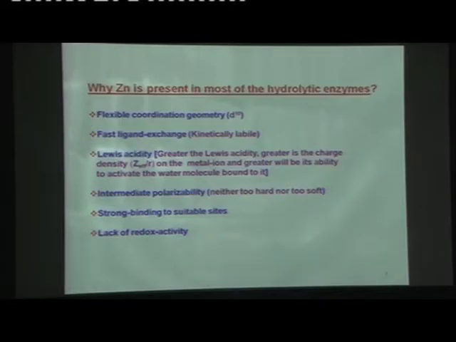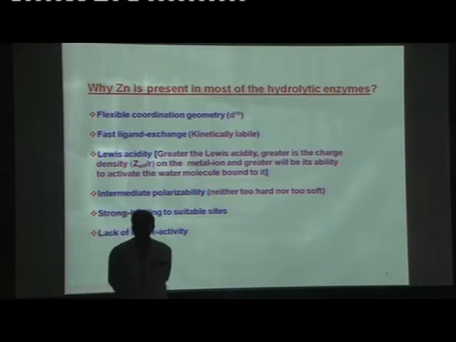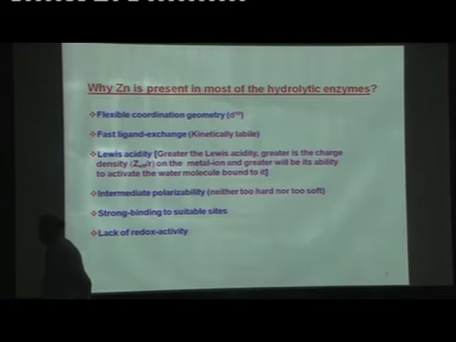Now you will find there are roughly 200 metalloenzymes, maybe more, and in all those enzymes, only one metal ion is present. The name of the metal ion is zinc. So zinc is present in all hydrolytic enzymes. Now what is so special about zinc?